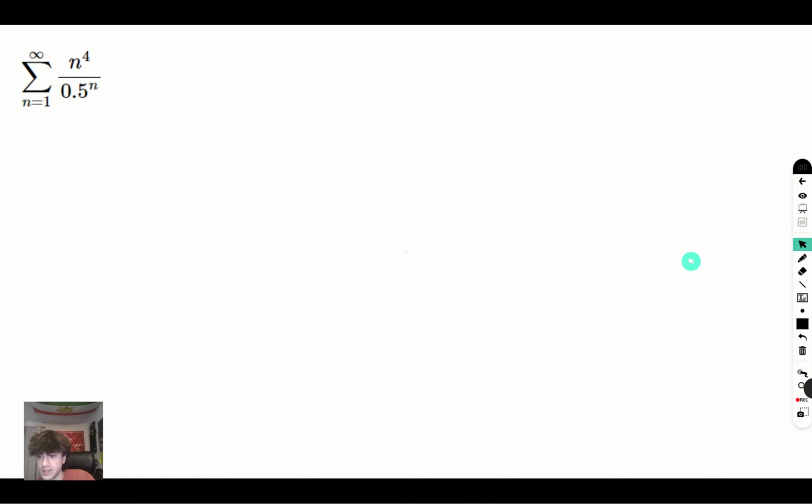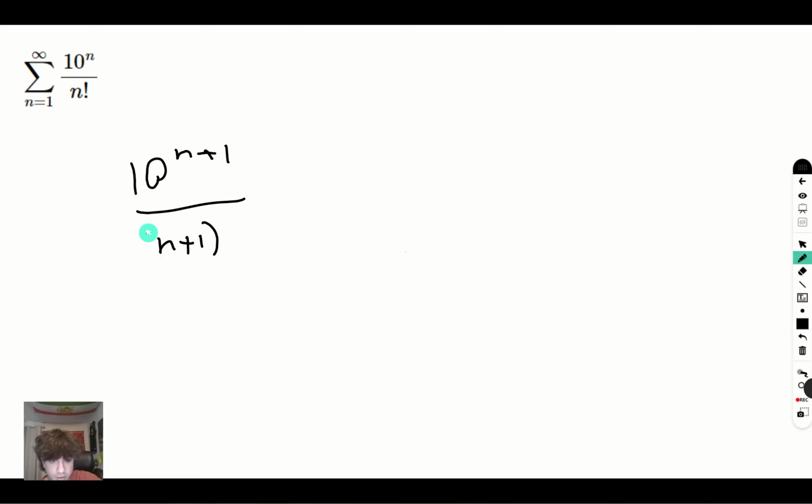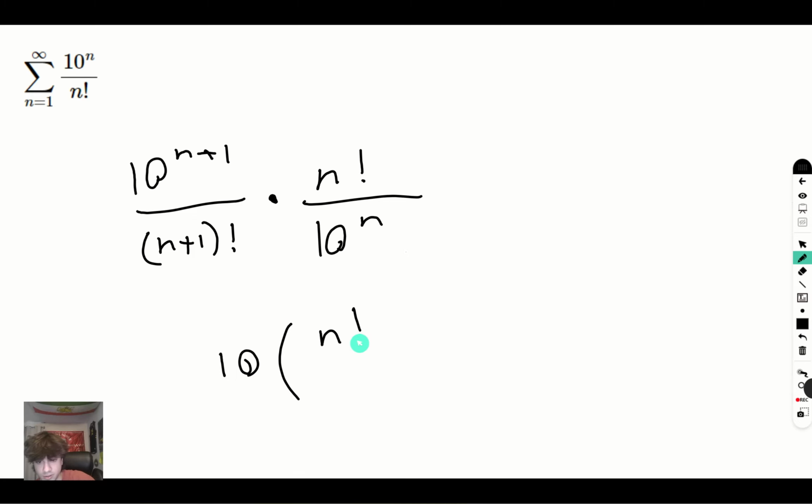Let's move on to the next example. Here we have 10 to the n over n factorial. So we're going to make the n plus 1, (n plus 1) factorial, times n factorial over 10 to the n. Once again, we can see from here there's going to be one more 10 on the top than on the bottom, so we get 10 times n factorial over n plus 1 factorial.